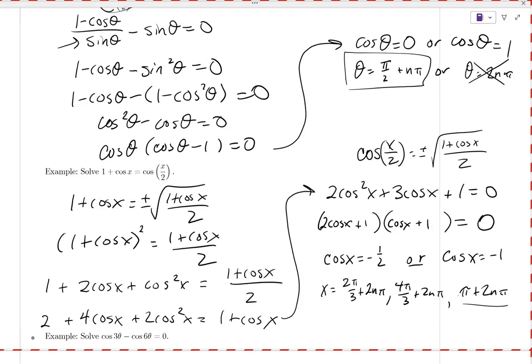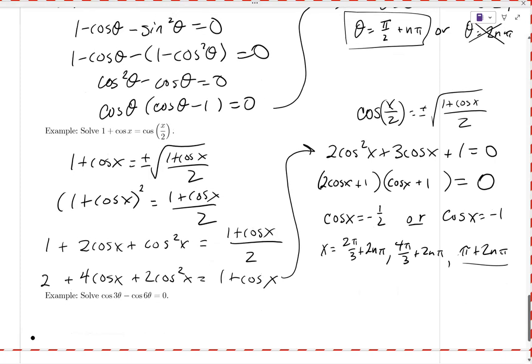Okay? It worked when n is equal to 0. It didn't work when n is equal to 1. It'll work when n is equal to 2 and so on. So really we get x equals 2 pi over 3 plus 4n pi. We have to actually go around another time to get that solution. I know it's weird. Okay?